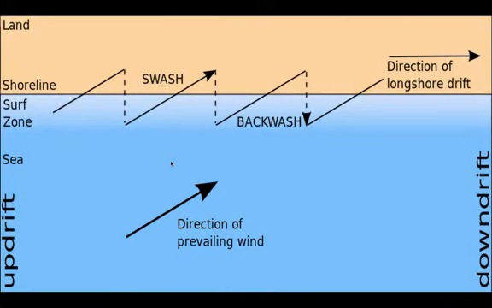So what is longshore drift? Longshore drift is the transportation of sediments down the beach face at an angle. Longshore drift is caused by the backwash of the waves pulling the sediment into the current and the swash of the waves pushing the sediment back onto the beach.